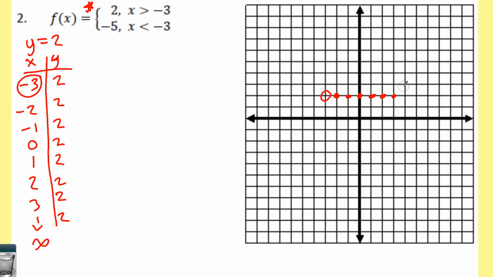All right, notice we have y equals 2. Oh yeah, that's a horizontal line. Also, if I notice how to graph that, I can use that to help me. That's a horizontal line, so I did everywhere where x is bigger than negative 3. Now let's do the bottom one. That's y equals negative 5, everywhere where x is smaller than negative 3. So again, we've got a horizontal line.